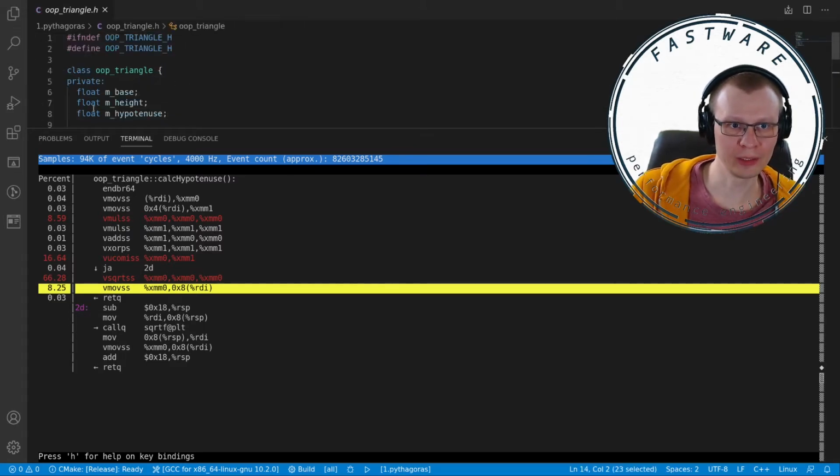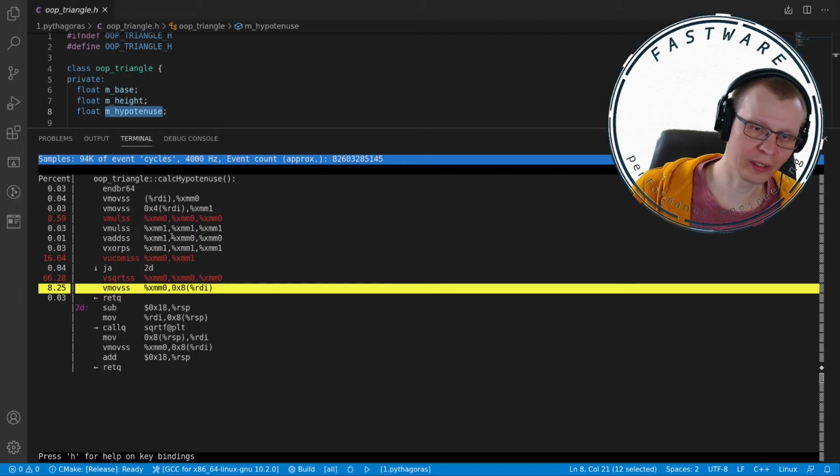As we looked at before, offset 8 is the hypotenuse. So it's very simple, right? Offset 0, offset 4, offset 8. And here we're storing at offset 8. So the algorithm here is trivial.